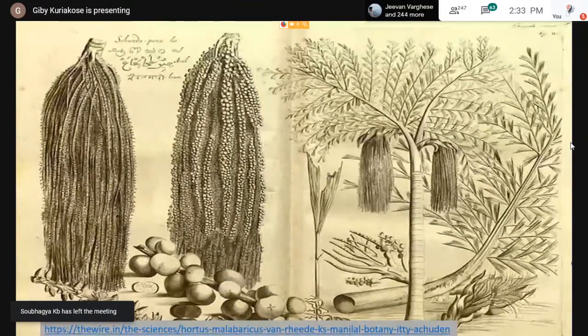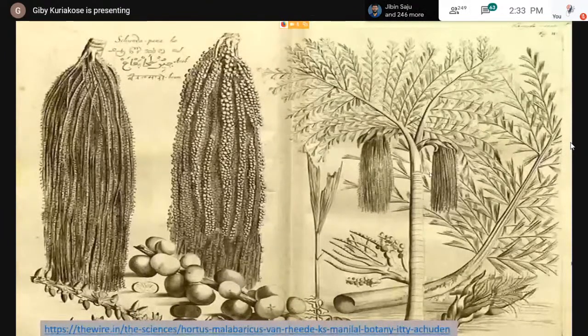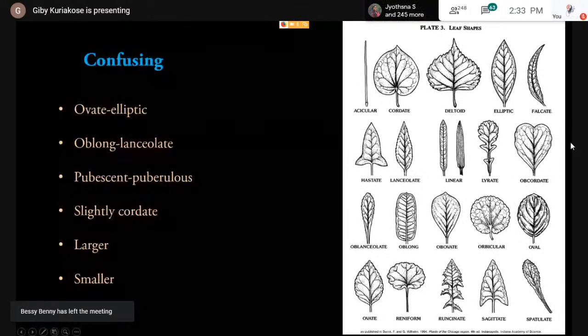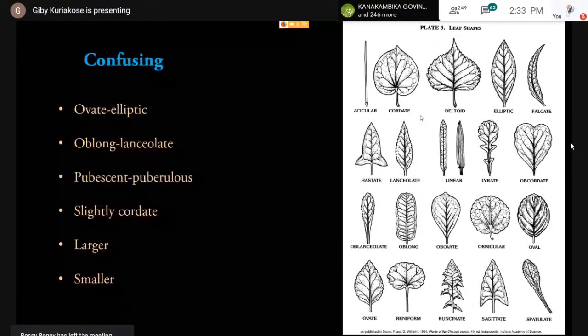They took many days to get such illustrations in the 17th century. Now another thing is that it is confusing. Whenever you look at the right-hand side picture, you can easily understand how we can distinguish these shapes. Let me go into detail.